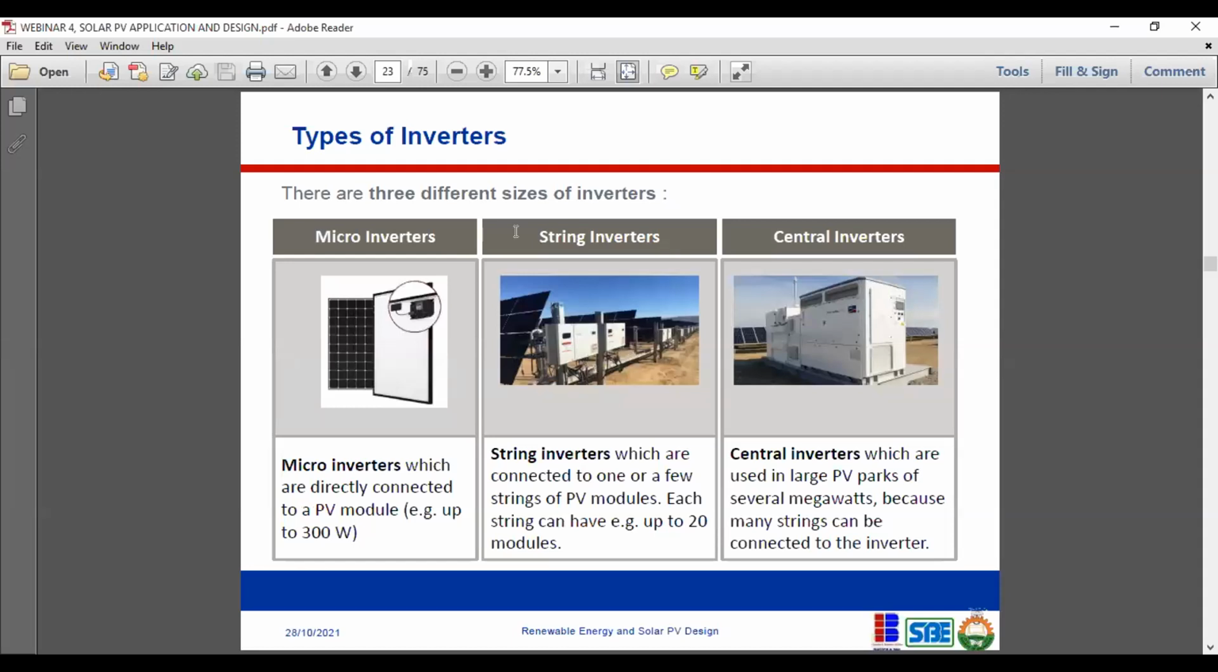We have different kinds. So we have a micro inverter, we have a string inverter, and we have a central inverter. So an inverter can be connected at different points of your solar PV design. You can put an inverter on the panel. So the moment the energy is generated by the panel, it is converted from DC to AC at the panel level. So if you have that, that's what we call a micro inverter.